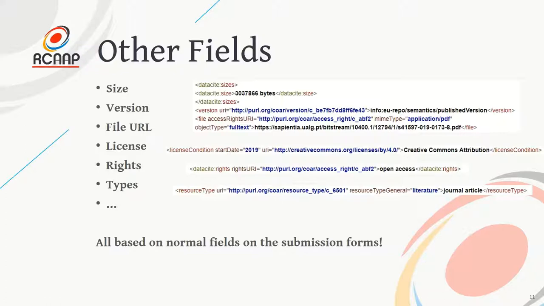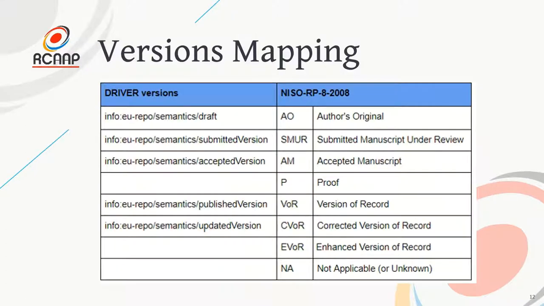Other aspects based on the existing information we have: for example, some fields we get automatically in the space, and then we have all the information based on the guidelines, like the version, the URL, folder, file, the different license and the date of the license, the new rights access, the new types also by now. So this is what we have already done.